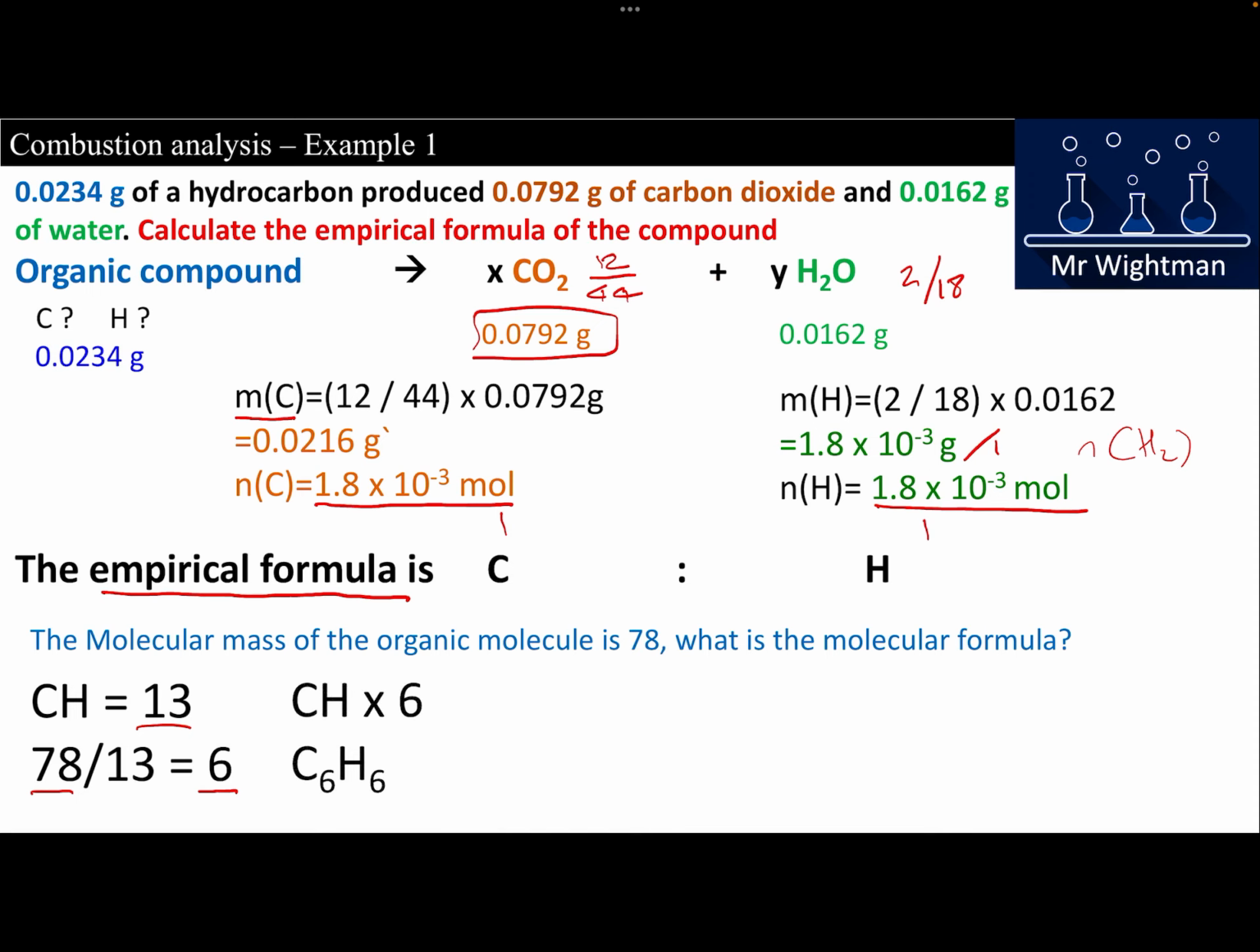And so if we then multiply the empirical formula by 6, so carbon times 6 and hydrogen times 6, that tells us the molecular formula is C6H6.